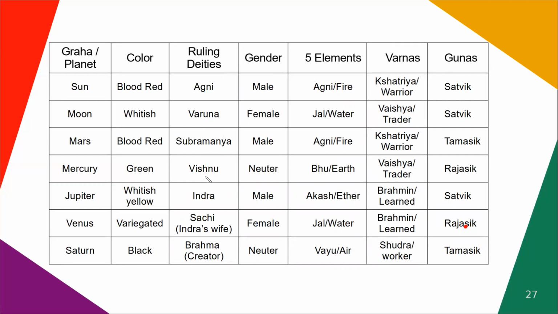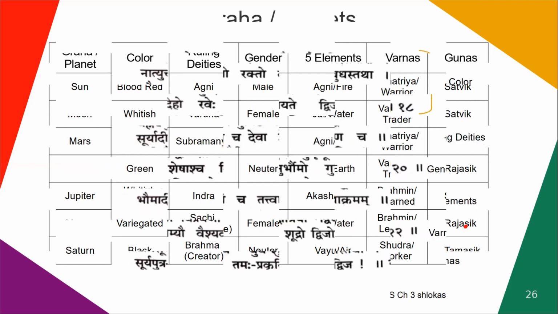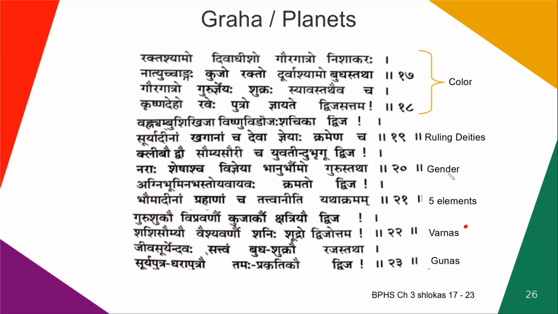We all know Lord Vishnu. Indra is the ruling deity for Jupiter. Indra's wife, Sachi, is the ruling deity for Venus, while the creator himself, Brahma, is the ruling deity for Saturn. In the next shloka, we'll go through the gender for each planet.